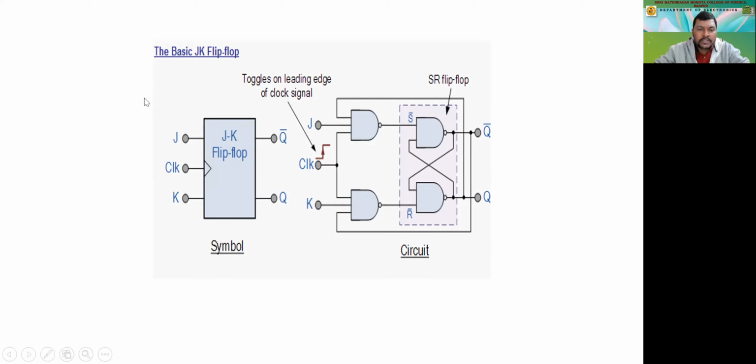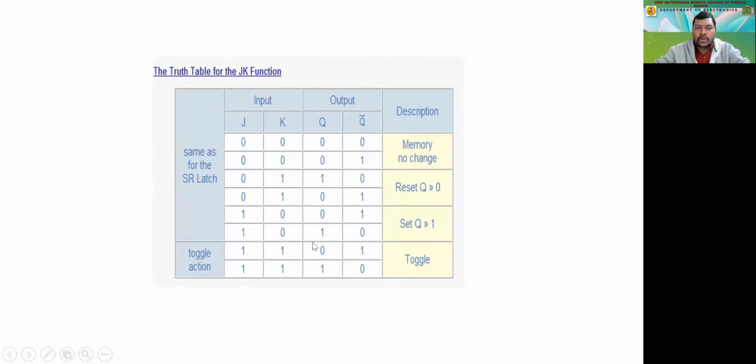On the left-hand side, this is the symbol of the JK flip-flop. We have two inputs, J and K, and the third input is the clock. Q bar and Q are the outputs. So this is the truth table of the JK flip-flop, and we have columns J, K, Q, and Q bar.